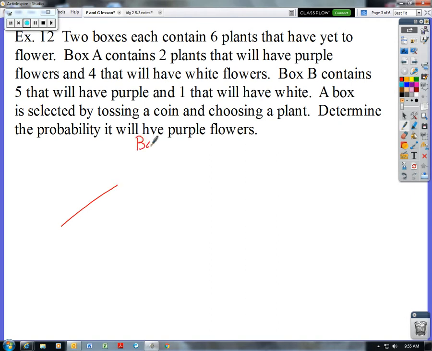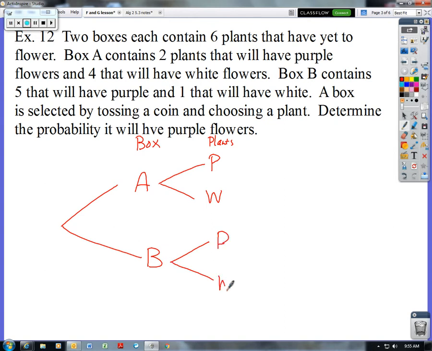So this is the box, A or B. And if you choose box A, the plants are either going to have purple or white, and it's helpful if you label these too. Same with box B, they also have purple and white flowers. So that's the setup there. And then how are we choosing box A and B?